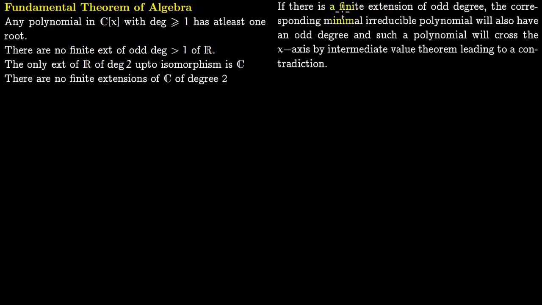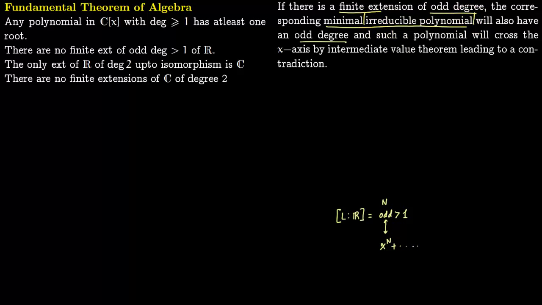Say you have a finite extension L over R, and this is of odd degree, which is not 1. Then corresponding to this degree, you will have a polynomial with the same degree. So we will have a minimal irreducible polynomial which has an odd degree. Say this odd degree is n. The first term is x to the power of n, n odd, plus some other terms, and this polynomial is irreducible.